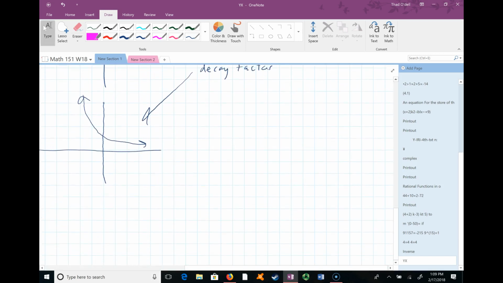And in fact, depending on what b is, for example, if we wanted to compare y equals 3 times 2 to the x to y equals 3 times 5 to the x, how would those two compare? Well, they cross at the same place because 3 is the initial value. They cross the y-axis at the same place. But you could probably tell just by thinking for a few minutes that this one is going to grow faster because you're multiplying by 5 over and over again, whereas this is multiplying by 2 over and over again. So that's an important thing to notice.